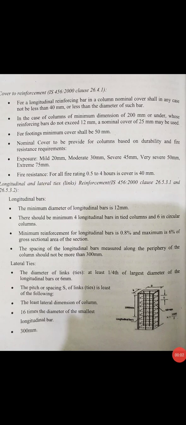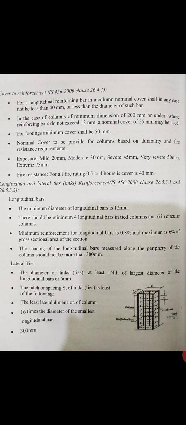Cover to reinforcement as per IS 456-2000 clause number 26.4.1: for longitudinal reinforcing bars in a column, nominal cover shall in any case not be less than 40 mm or less than the diameter of such bars. In case of columns of minimum dimensions of 200 mm or under, whose reinforcing bars do not exceed 12 mm, a nominal cover of 25 mm may be used. For footings, minimum cover shall be 50 mm.